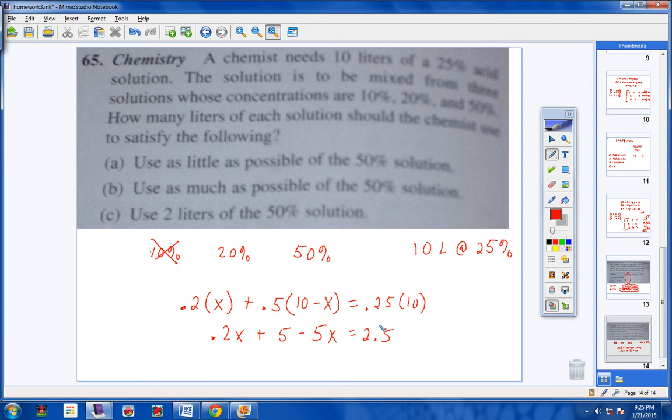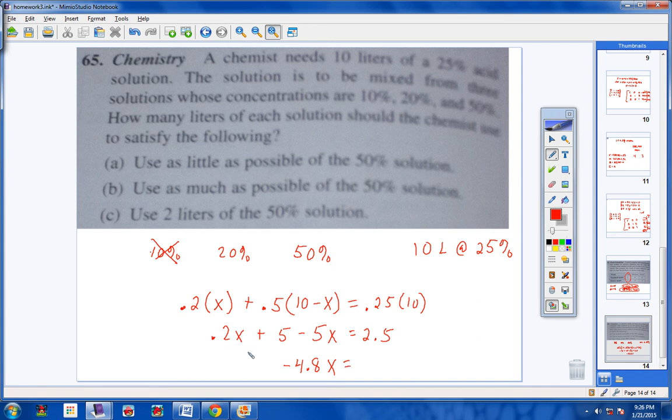Now, we can simplify your x terms over there. And that would give us, let's see, 0.2 minus 5 is going to give me a negative 4.8x.